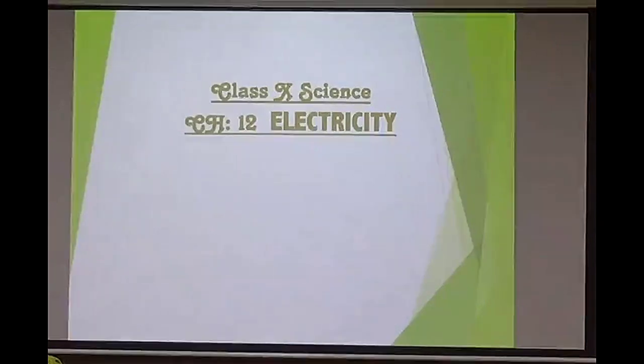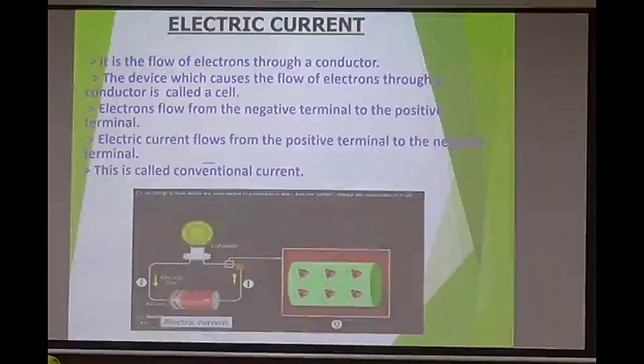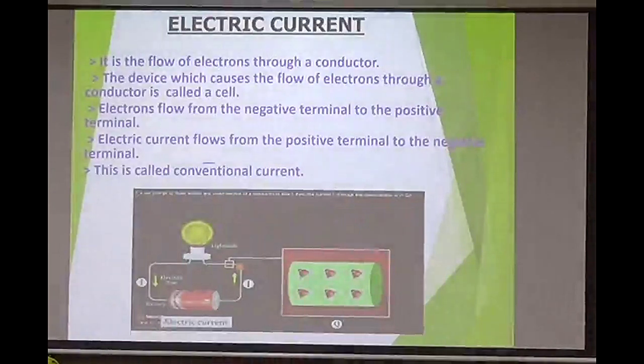Some of them, and then we will proceed to discuss certain new things. Let us quickly recall what is electric current. Electric current is the flow of electrons through a conductor. And if you have a wire and you just hold the wire between your hands or you leave it on the table, the current will not flow.